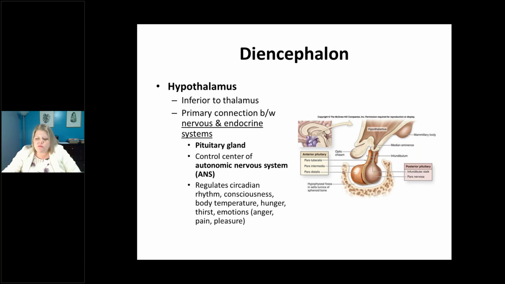We will be talking far more about the pituitary gland when we get into the endocrine system, but for now, just be aware that this is the major connection between the nervous and endocrine system. Pituitary gland, definitely need to know that and what it does.